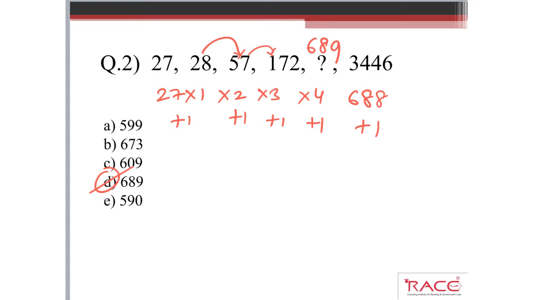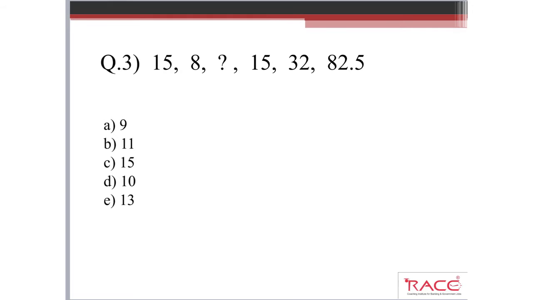Okay, this is another type of question. Okay, I hope you understand this question. Now let's solve the next question. This is our third question, and in this question you can see initially value is decreasing and after that it is gradually increasing. So this is one special type of question and it is frequently asked. So how to solve this question?